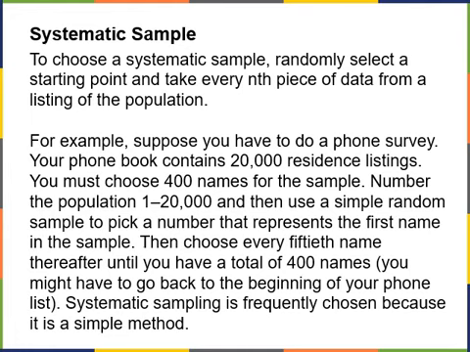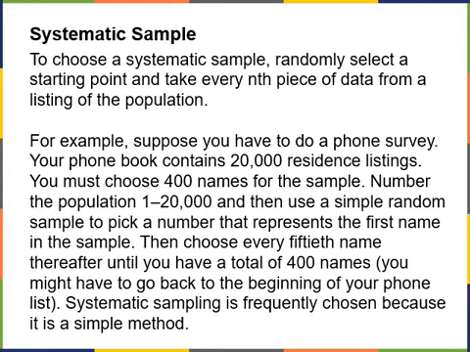Okay, so let's say your number comes up at number 100. Okay, then you choose every 50th name thereafter until you have a total of 400 names. Okay, now you might have to go back to the beginning of your phone list if, let's say your random number comes up at 19,900 or something like that. You're definitely going to have to go back through that list and then go through every 50th name to get to where you need to be and have all of your sampling.